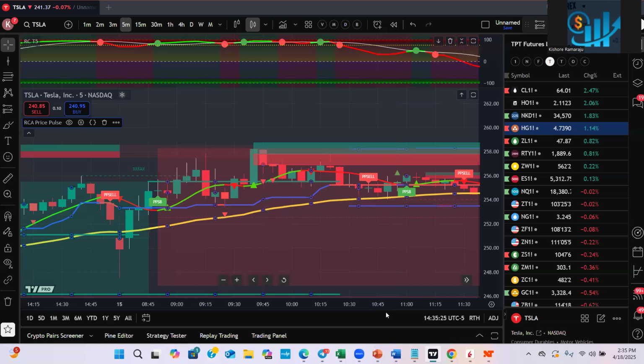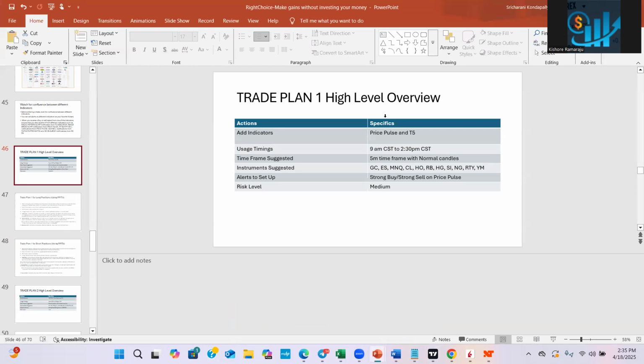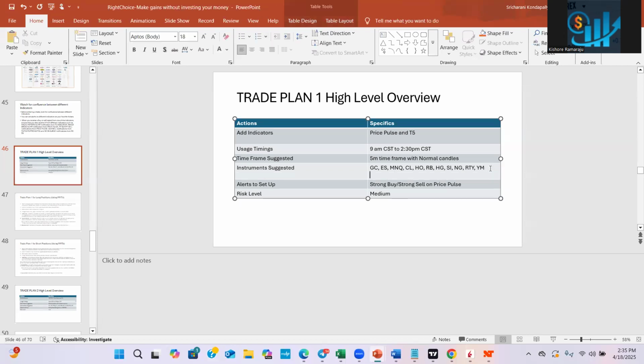So that is your trade plan one, where you use price pulse and T5 between 9 a.m. to 2:30 p.m., 5 minutes time frame. These are the best tickers. Or you can also use Netflix, Meta, Google, Nvidia, Microsoft, Apple, then Tesla. These are the best high liquid tickers that work best for this strategy.